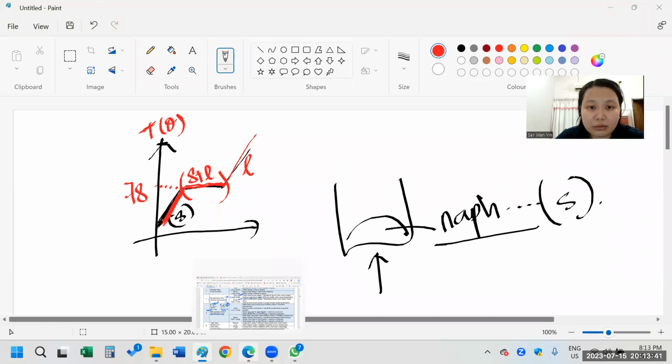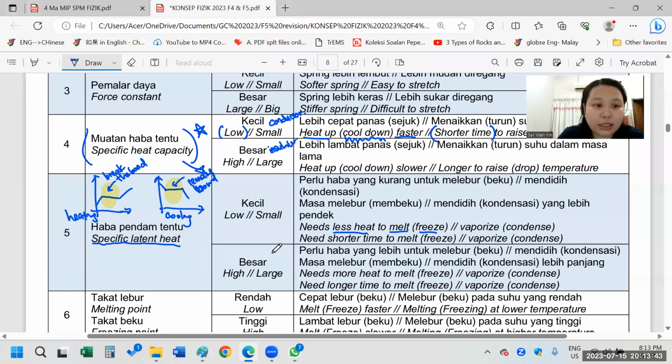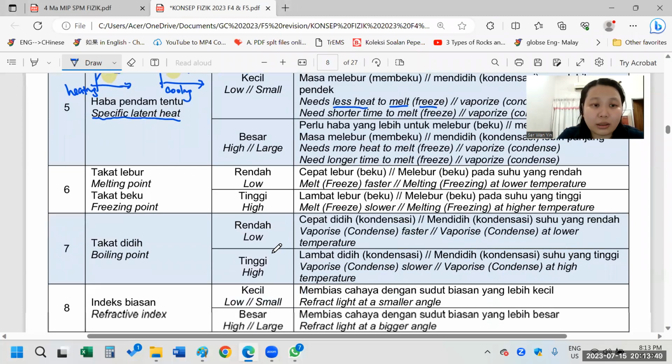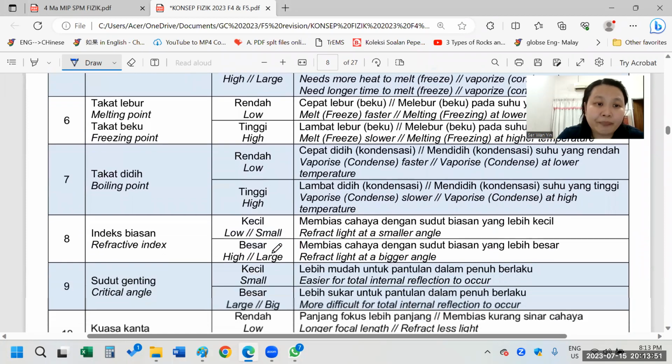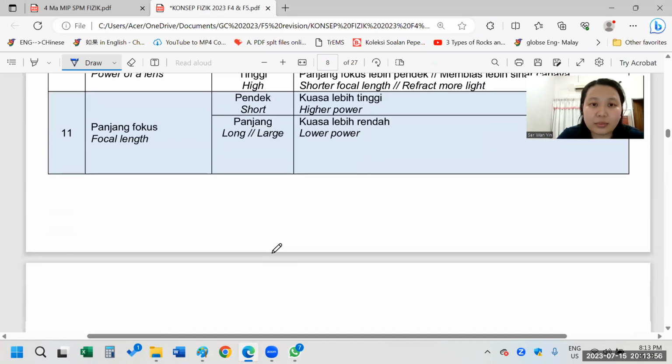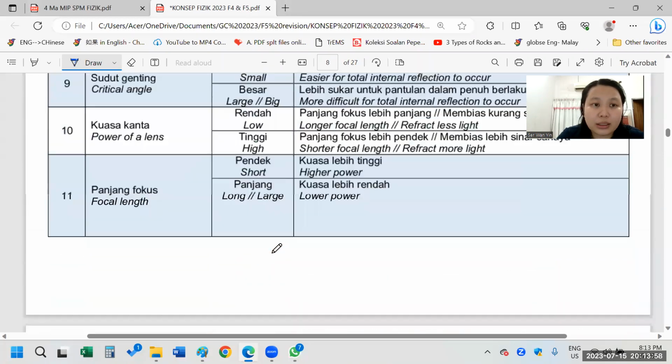Okay, so next, I'm just telling you that this is the reason. If you have no idea what reason to write, you can always refer here. Boiling point, critical angle, power of lens, and so on.